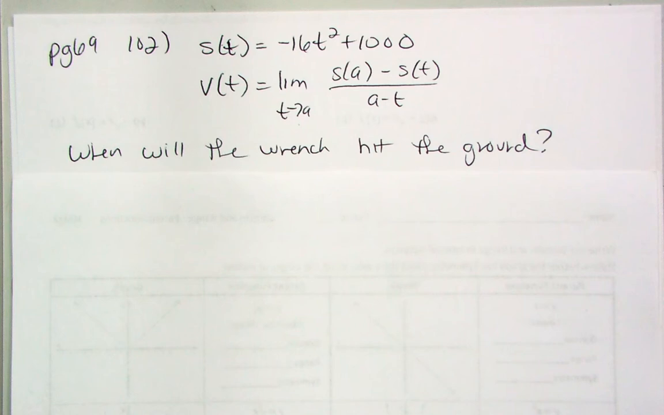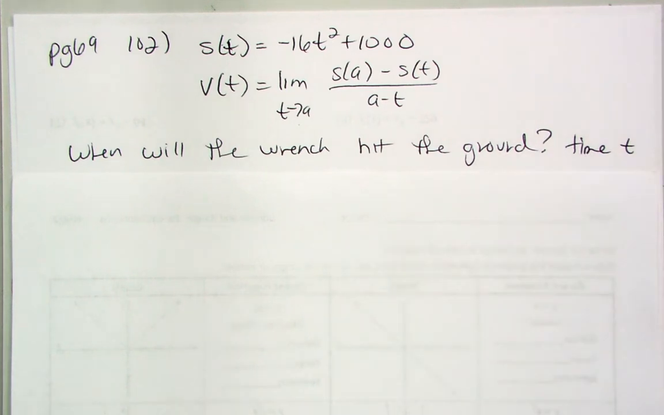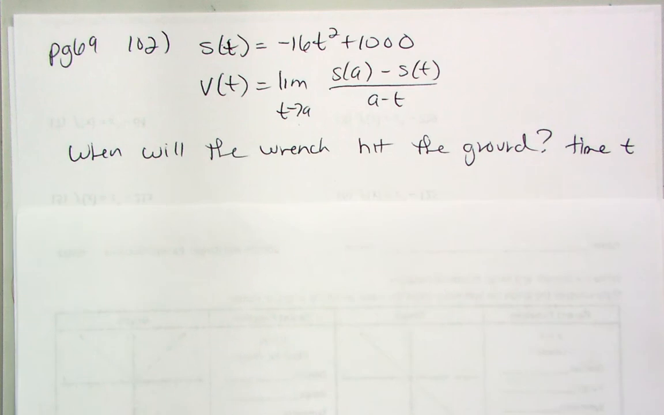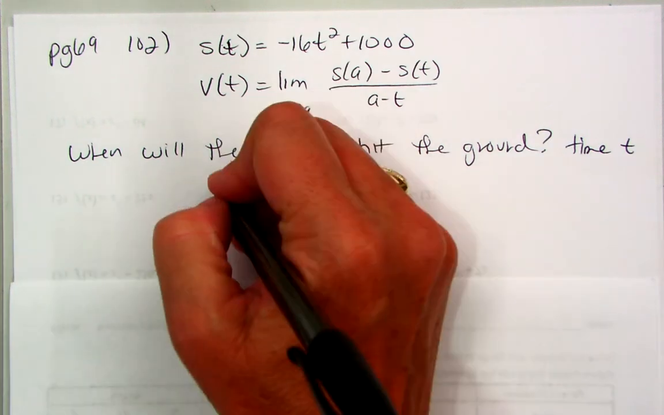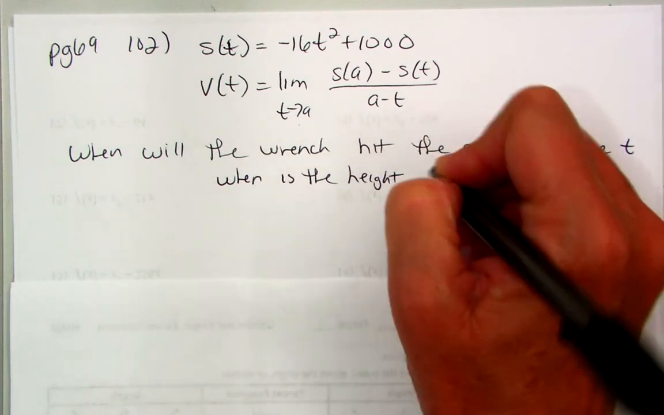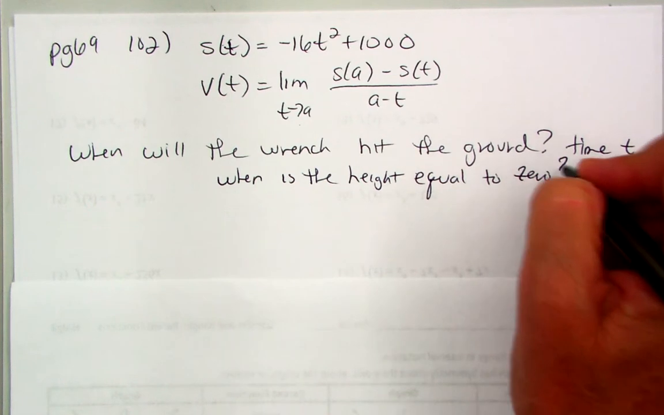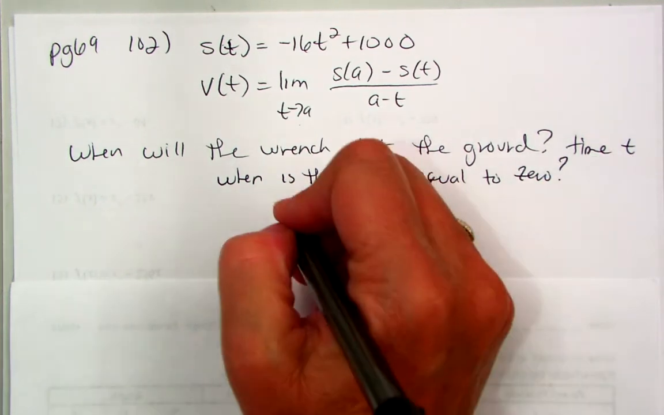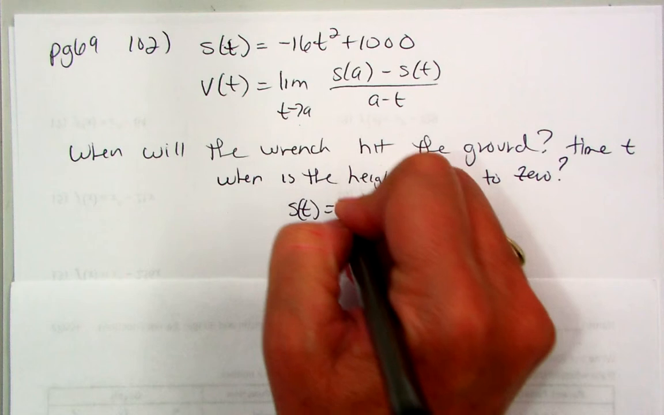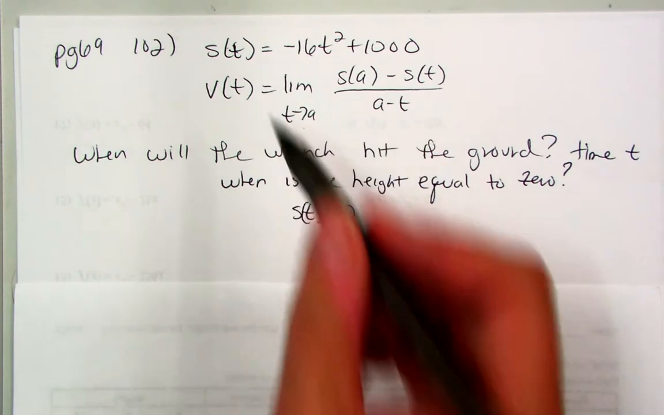When will the wrench hit the ground? When? That means they want me to find t, time. When will the wrench hit the ground? So, in other words, when is the height equal to 0? That's what it's really asking. So that means I need to use my position function, and I want to know when that height is equal to 0. So I'm going to set that equal to 0.